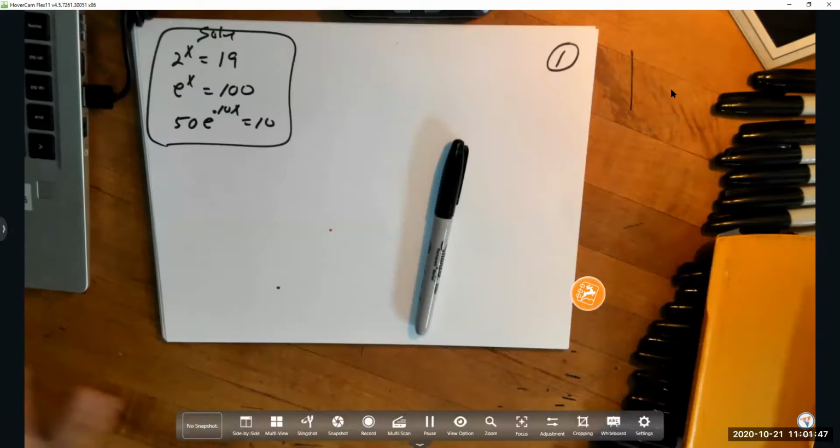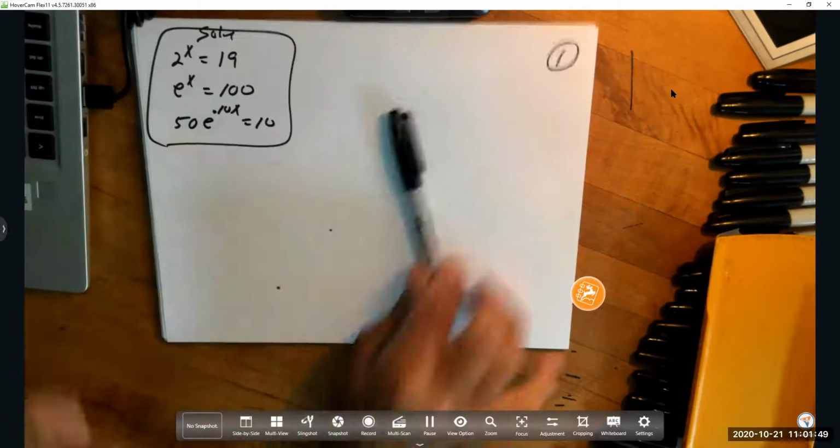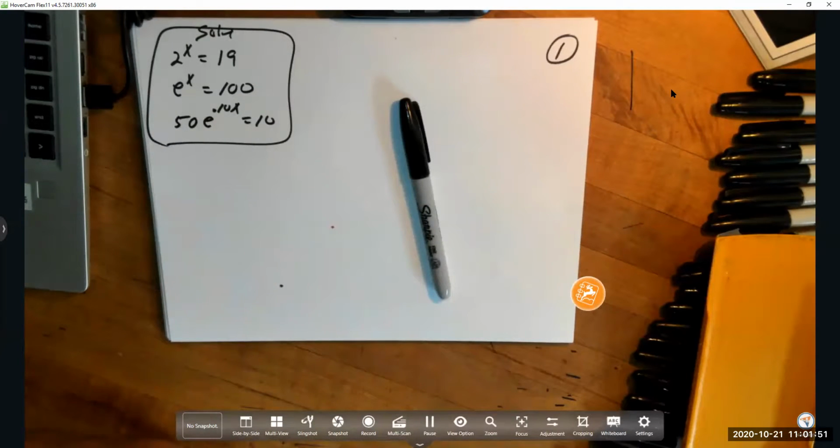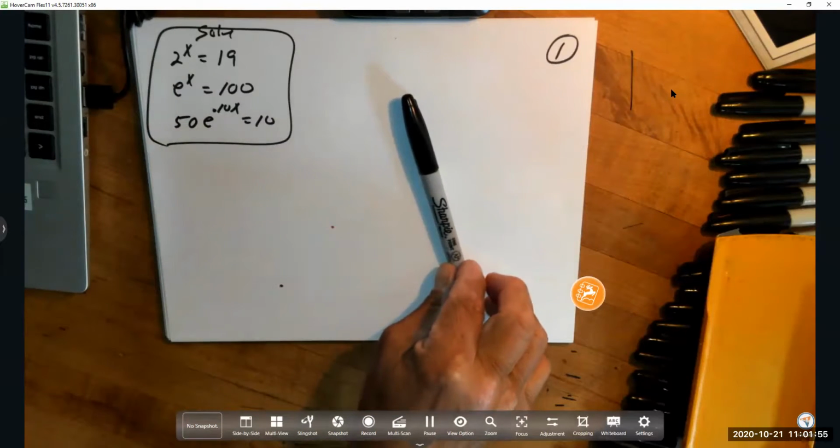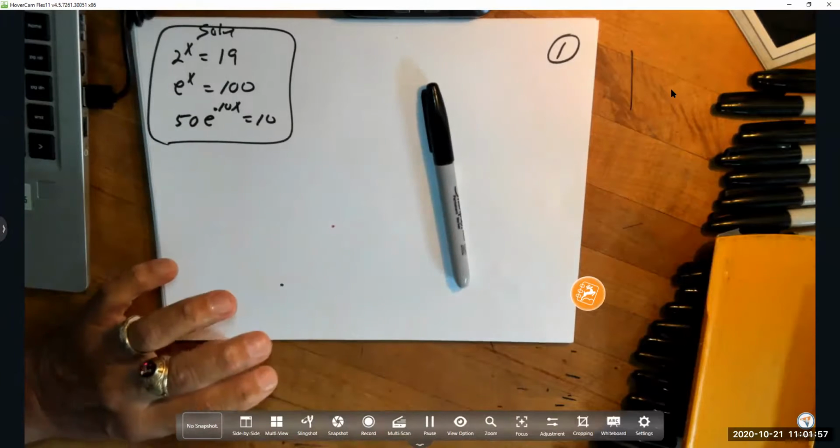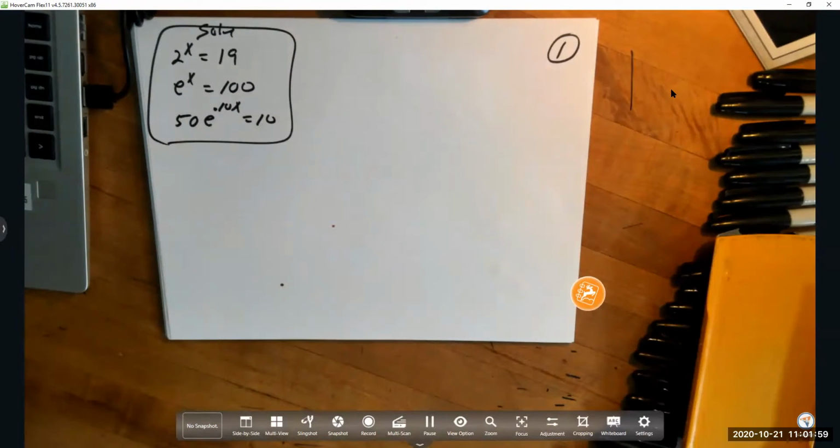All right. Y'all see the Sharpie right there? Yes or no? Yes. It's readable, right? Okay. That must be okay then. All right.